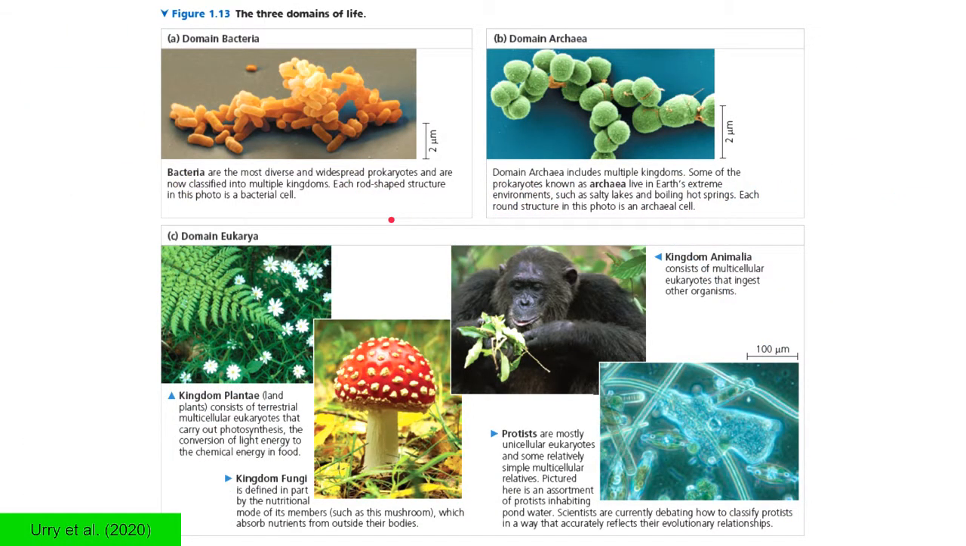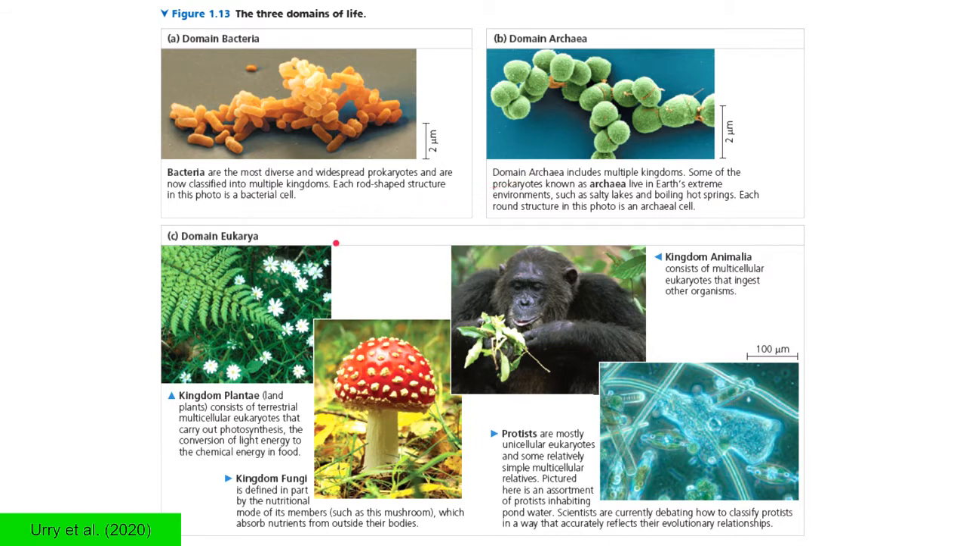Here are the three domains of life and brief descriptions of each. So domain Bacteria is a group of prokaryotic organisms. They are small, microscopic, and they do not have a distinct nucleus. The second domain is domain Archaea. They also include multiple kingdoms under this domain. They are also prokaryotic, no distinct nucleus. However, they live in extreme environments within our planet, such as salty lakes and boiling hot springs, and we will see more examples in the next slides.